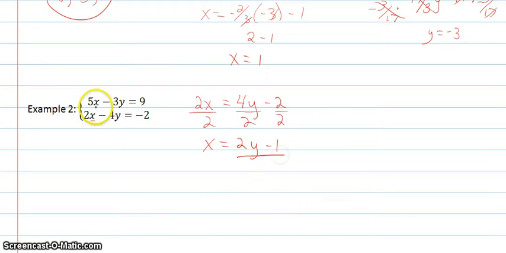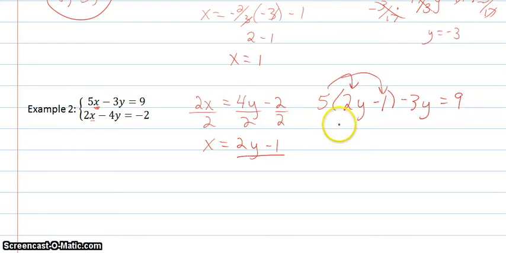And I can fill that in for this x in the other equation. So 5 times 2y minus 1 minus 3y equals 9. I'll multiply that 5 across, so I have 10y minus 5 minus 3y equals 9. So I'll add the 5 to the other side to move it to the other side. So we have a 14 over there now, and then I combine these y's together, so that's 7y.